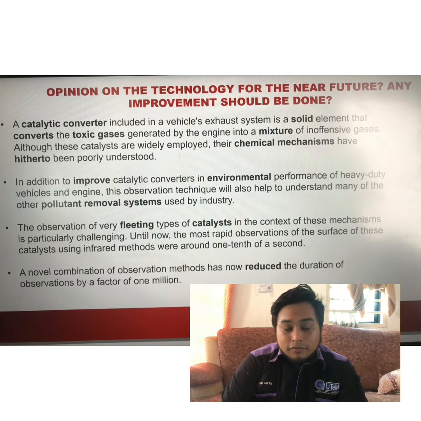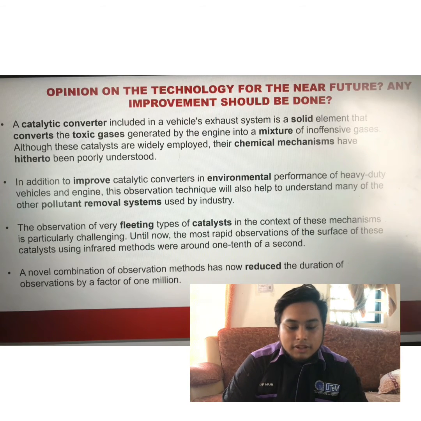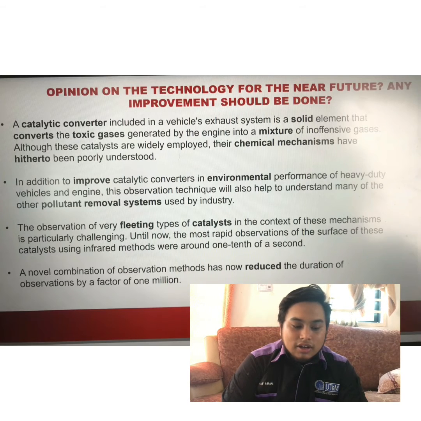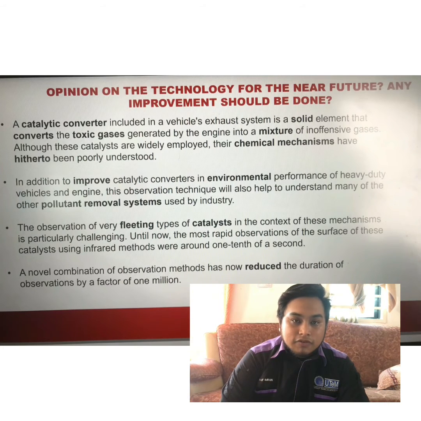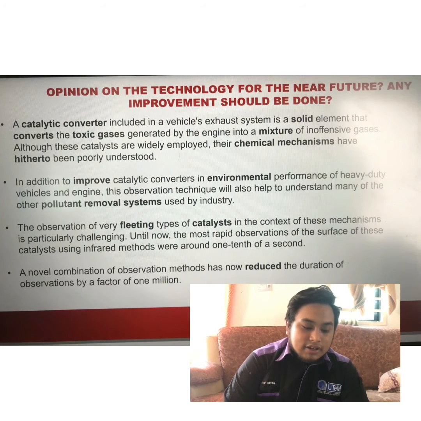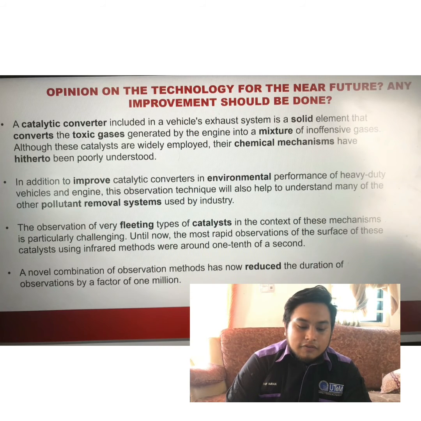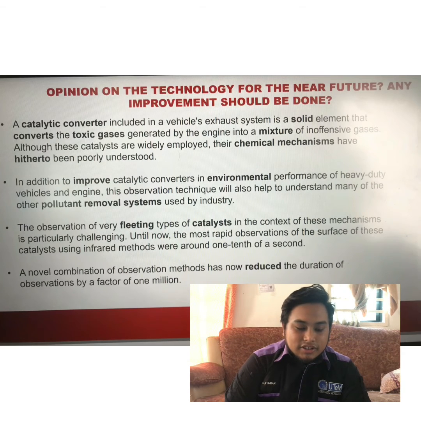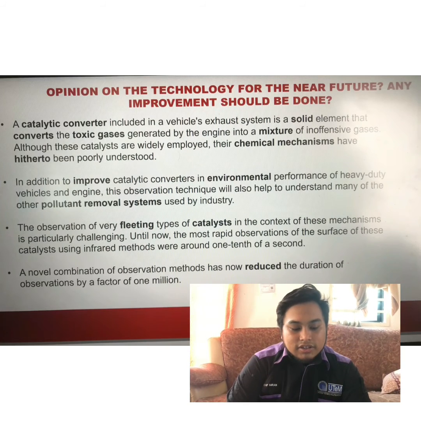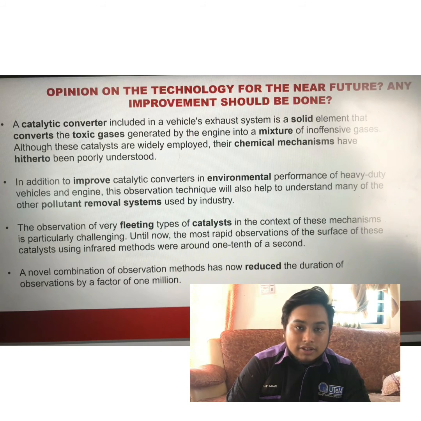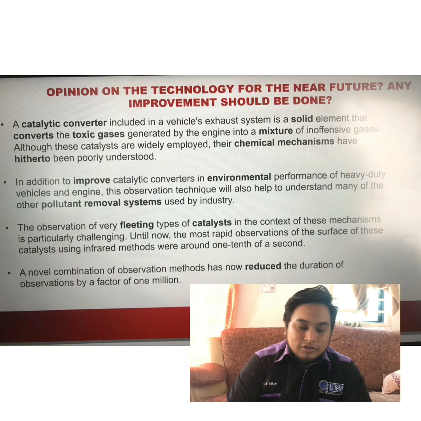Next, for the improvement. In addition to improving catalytic converter environmental performance on heavy duty vehicles and engines, this observation technique will also help to understand many of the other pollutant removal systems used by the industry. The observation of reflecting types of catalysts in the context of these mechanisms is particularly challenging. Until now, the most rapid observation of the surface of this catalyst using infrared methods was around one tenth of a second.